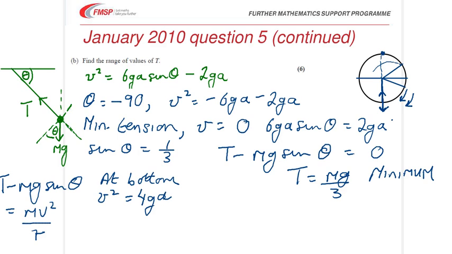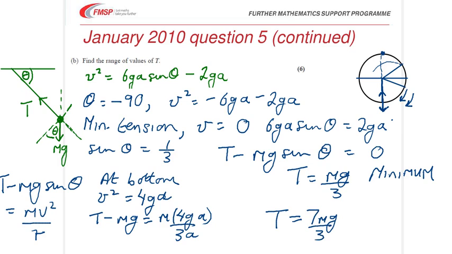And at the bottom, if you look at this diagram over here, the tension is towards the center and mg is down. So we've got, resolving towards the center, T minus mg equals m times 4GA over 3a. And that gives us T equals 7mg over 3. Just check that you agree with that. And that's the maximum value of T at the bottom.